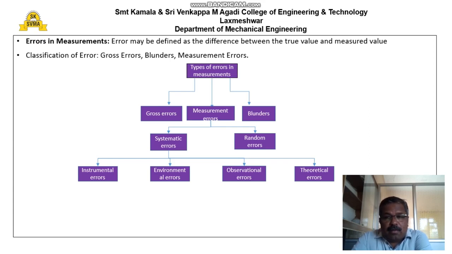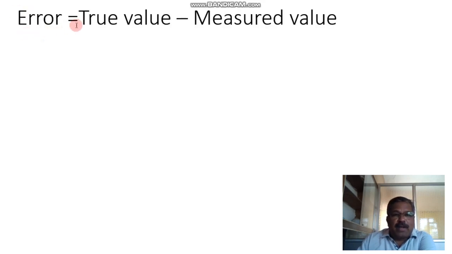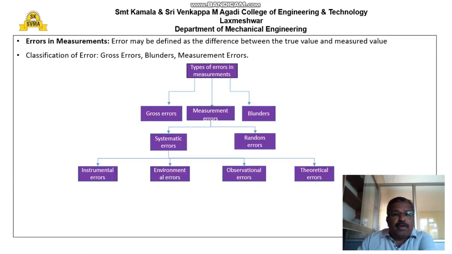in the measurements and the methodology. So why these occur, I need to discuss on these points. First, I'll move with the definition. Error may be defined as the difference between the true value and the measured value. Hence we can write mathematically: true value minus measured value. The difference between these two gives us the error. Error is always expressed in terms of percentage.